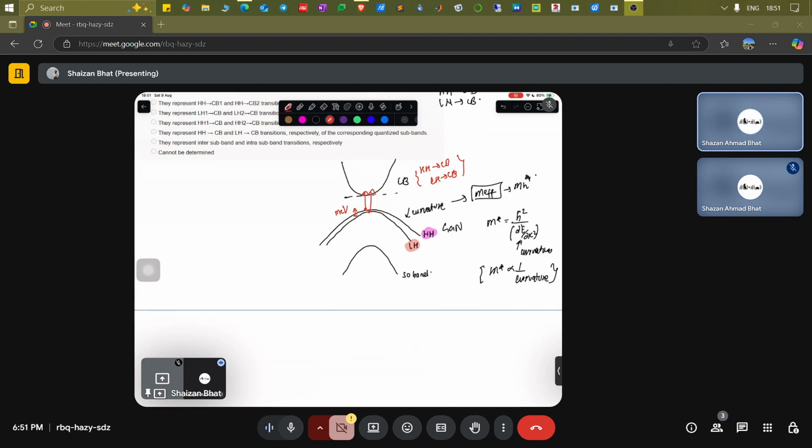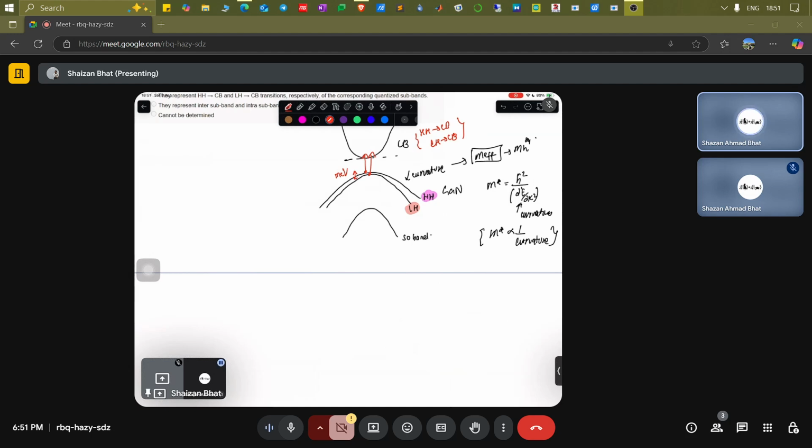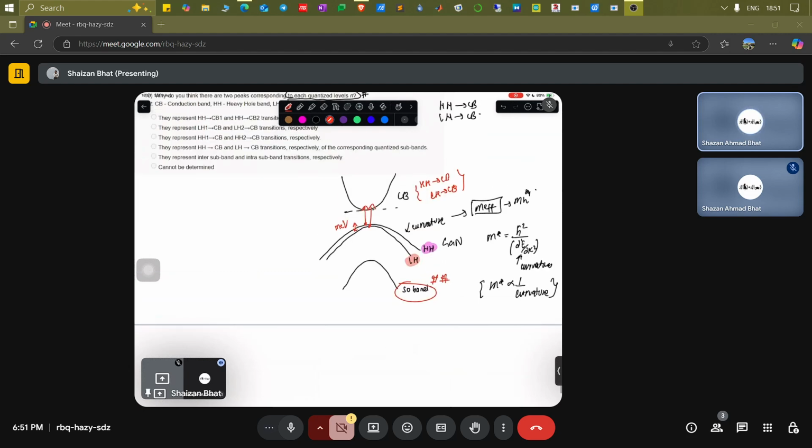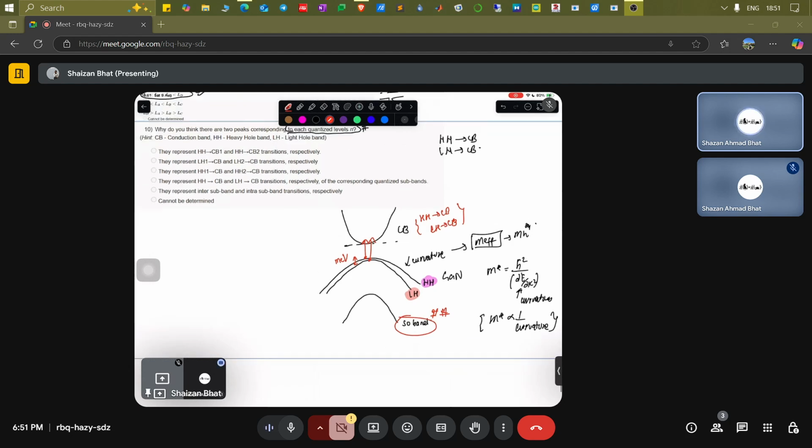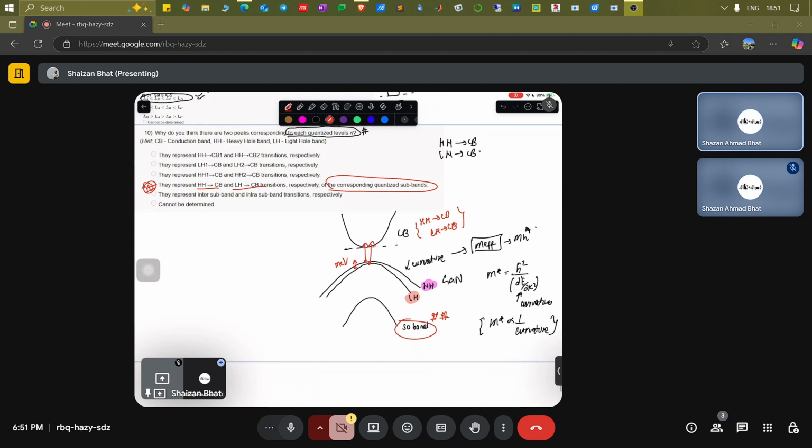How does this split of band come into the picture? And I guess even in the presence of a magnetic field you can play with these bands, but that is also again a different story altogether. You can play with the spins. You can have different combinations altogether. So the solution of this is HH to CB and LH to CB transitions of the corresponding quantized subbands. Yeah, that is the exact answer to this question.